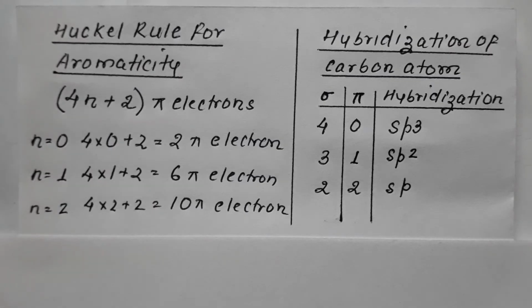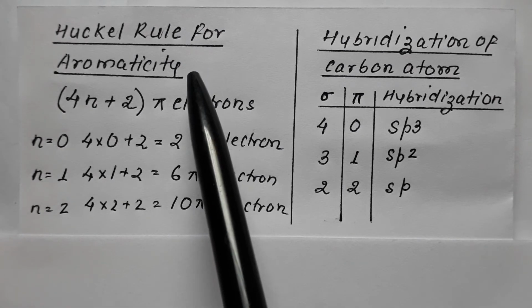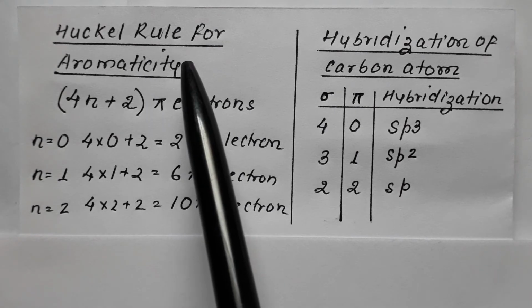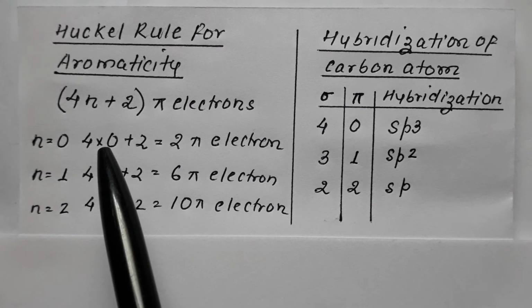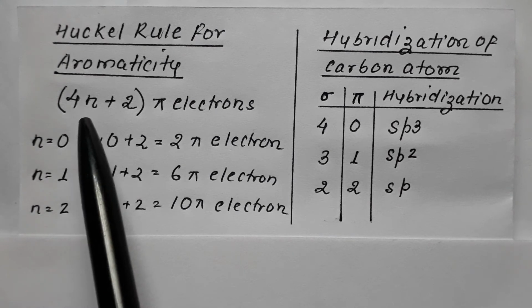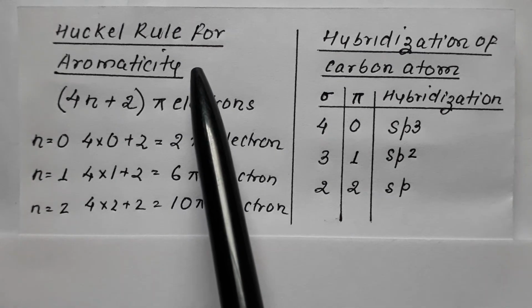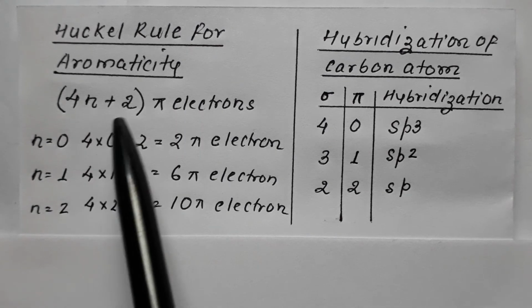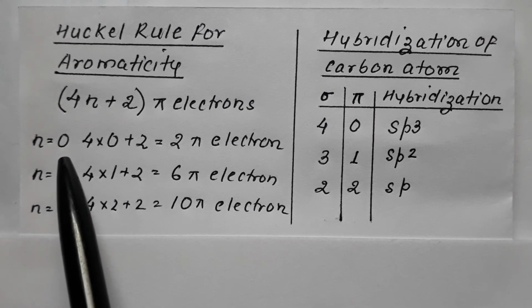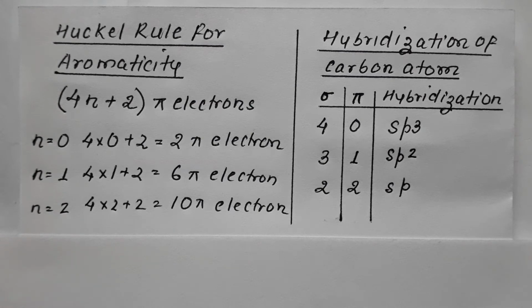Now dealing with two very important fundamentals, you have done a theory called Huckel rule for aromaticity. What Huckel says is that any molecule that is cyclic and contains 4n plus 2 pi electrons, where the value of n can be 0, 1, 2, and so on.